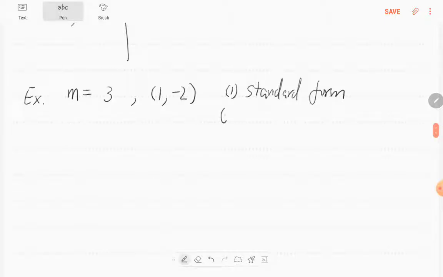So if we have a line with the slope m equals 3, and we know this line passes through the point 1, negative 2. What is the equation for this line? So we want to find two equations. One is called the standard form equation. The other one is called slope-intercept form.